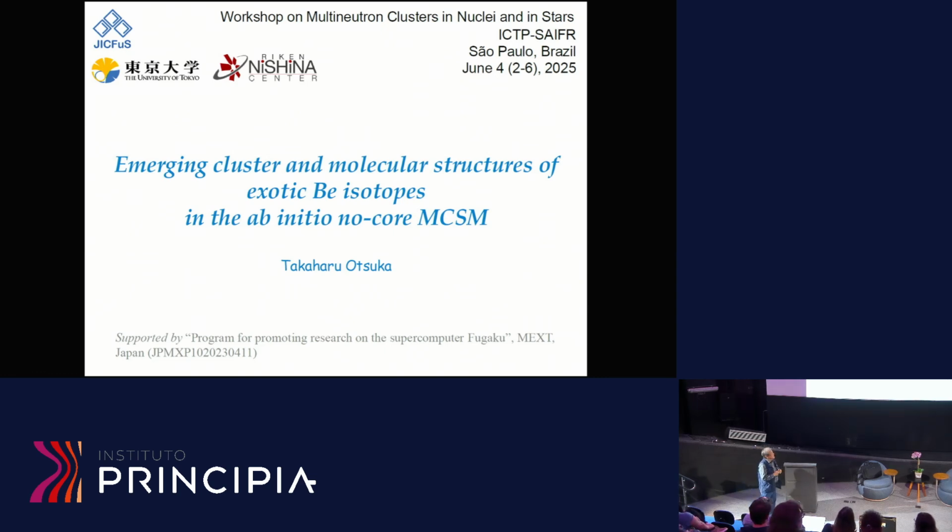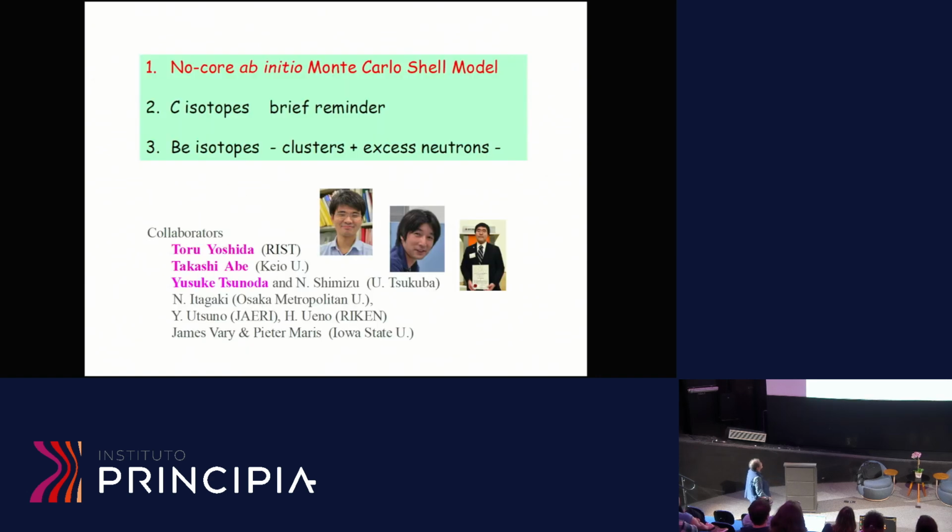And so let me start my talk. Emerging cluster and molecular structures of exotic beryllium isotopes in the ab initio Nuclei Monte Carlo shell model. So this is the outline of my talk. I'd like to briefly sketch the Nuclei ab initio Monte Carlo shell model. Then this is just a reminder about the carbon isotopes. And the main subject is here, beryllium isotopes, clusters, and excess neutrons.